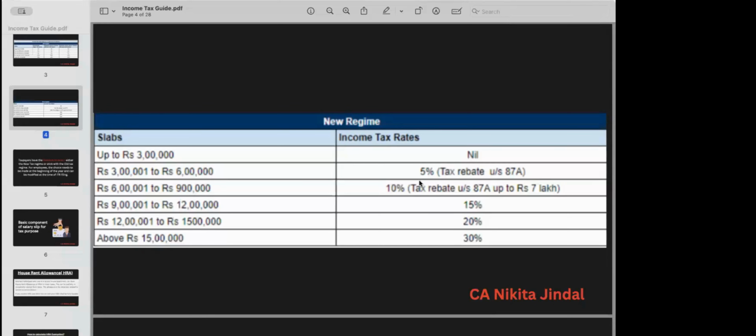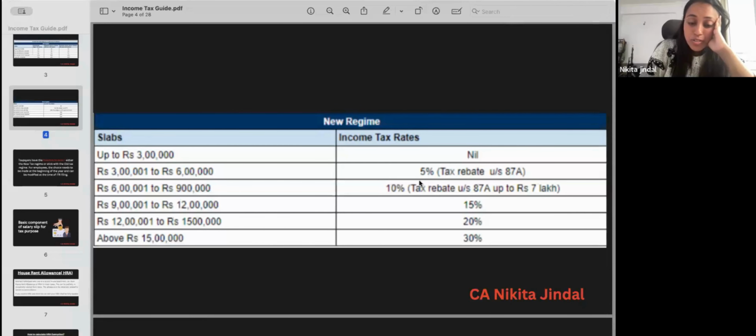Next question. Are gold investments in parents' name beneficial? Yes, it is beneficial. Okay.